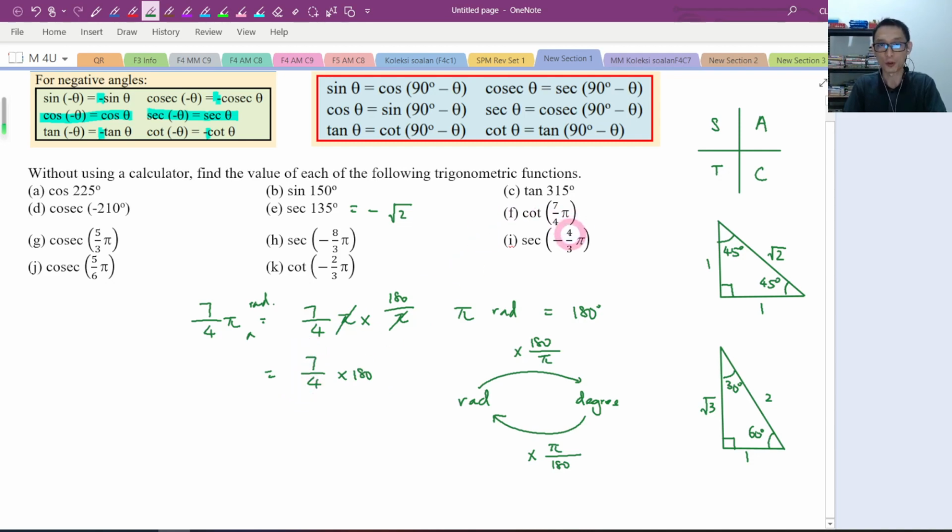So later on, I'm going to do it faster. Whenever you see the angle in terms of pi, in the unit of radian, you can just assume the pi as 180. You just take 7/4 times 180 and you get the angle in degree. 5/3 times 180, you get the angle in degree. Negative 8/3 times 180 degree. Why? Times 180 divided by pi, and we cancel out the pi. Eventually, we only have 180 degree left.